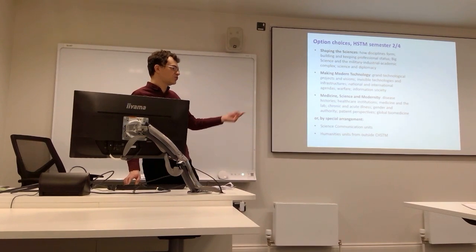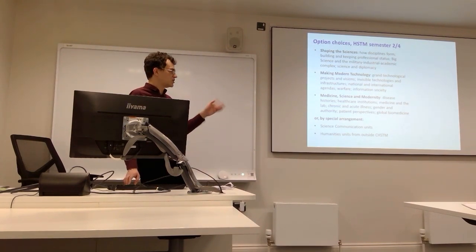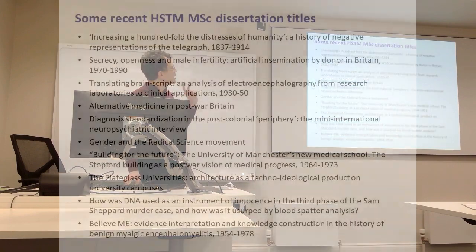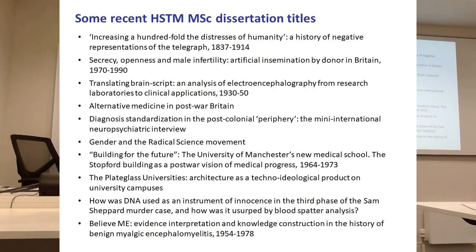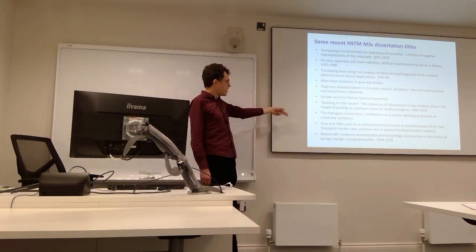Carsten's already talked a bit about how big research projects in medical humanities work. In HSTM, you will write a dissertation of between 10,000 and 15,000 words, and here are some recent HSTM dissertation titles. I think, in fact, this is a list of all the titles from last year. Just to give you some idea, we had students working on all these specialist topics, studying alongside each other. Some of them are clearly biomedical.